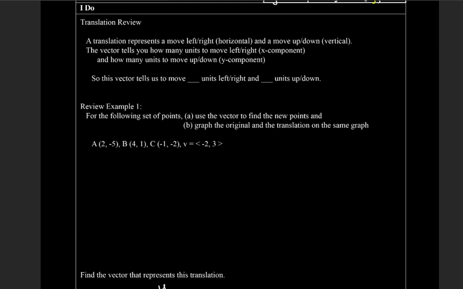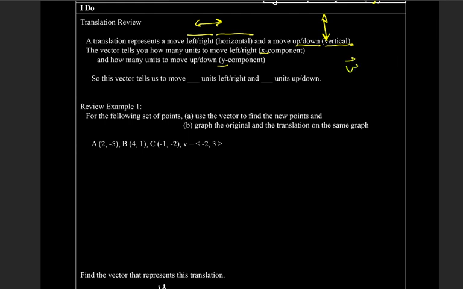All right, quick review of this. Translation means that we're going to be moving in 2 different directions. Horizontal, that's left and right. And then we got vertical, up and down. Horizontal, vertical. So the vector, remember vectors are like an arrow with a point basically. How many units left or right? That's going to be your x component, and how many up and down? That's your y component.